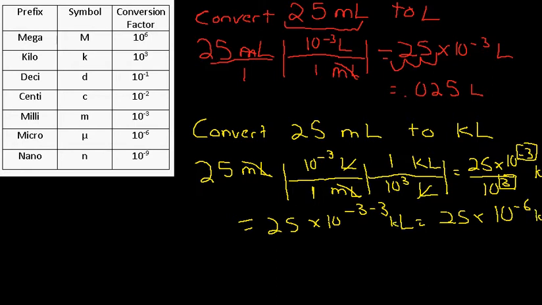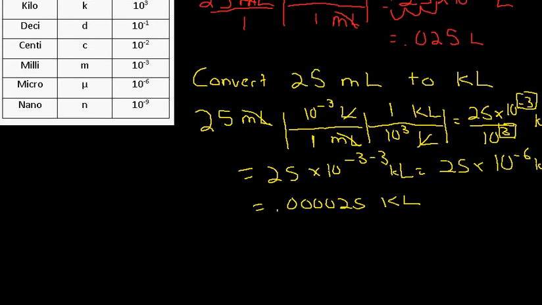And again, negative 6, that means I move it 6 places to the left. So it would go 1, 2, 3, 4, 5, 6, which would leave us with 4 zeros, 25, and kiloliters. So it looks a little bit harder than what it was before, but really we're just doing the same basic set of conversions twice. Let's go ahead and do another one.